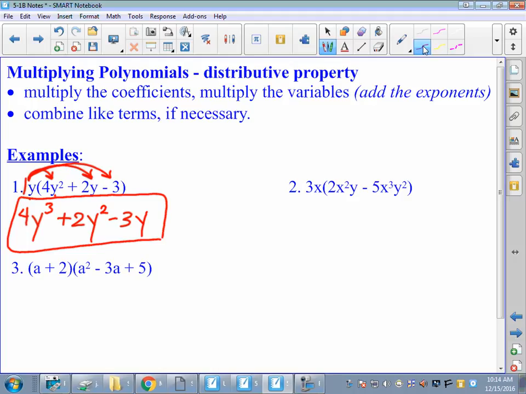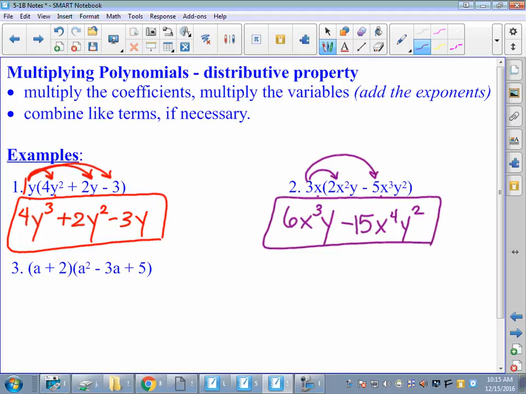Number 2. Distribute, so now I have a number other than 1. So just take your time. The 3 times the 2 makes a 6. The x times the x squared makes an x cubed. And the y times the 1 is just a y. It just stays with it. It's not going to change, but it still has to be part of the problem. A positive 3 times a negative 5 makes negative 15. The x times the x cubed makes x to the 4th. And then the y squared just hangs out. I can't combine those together. This is in simplest form.